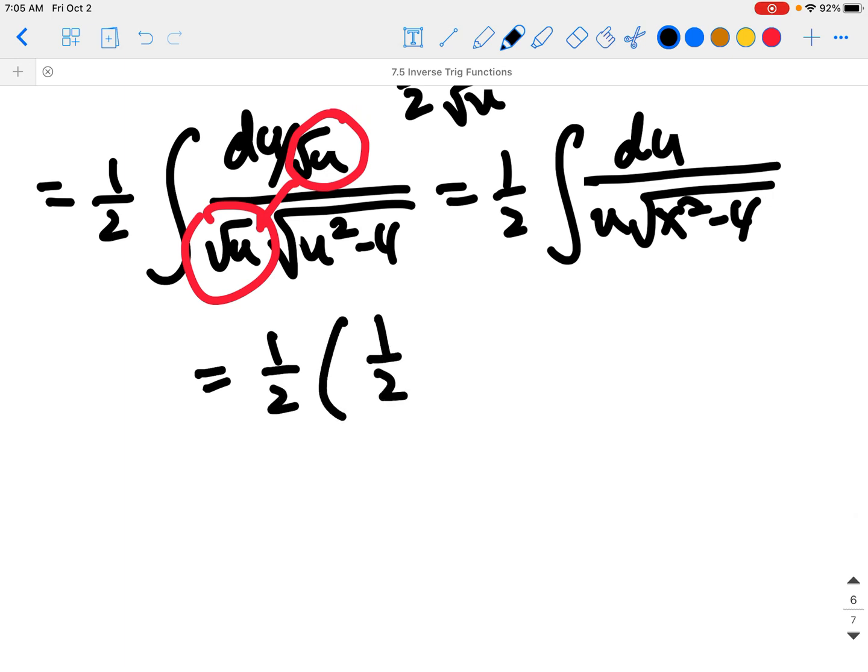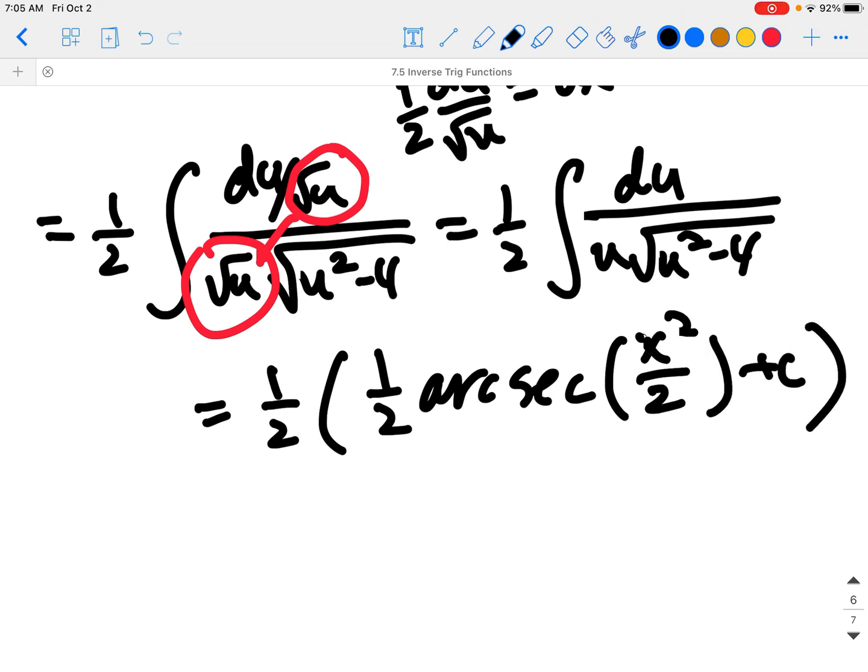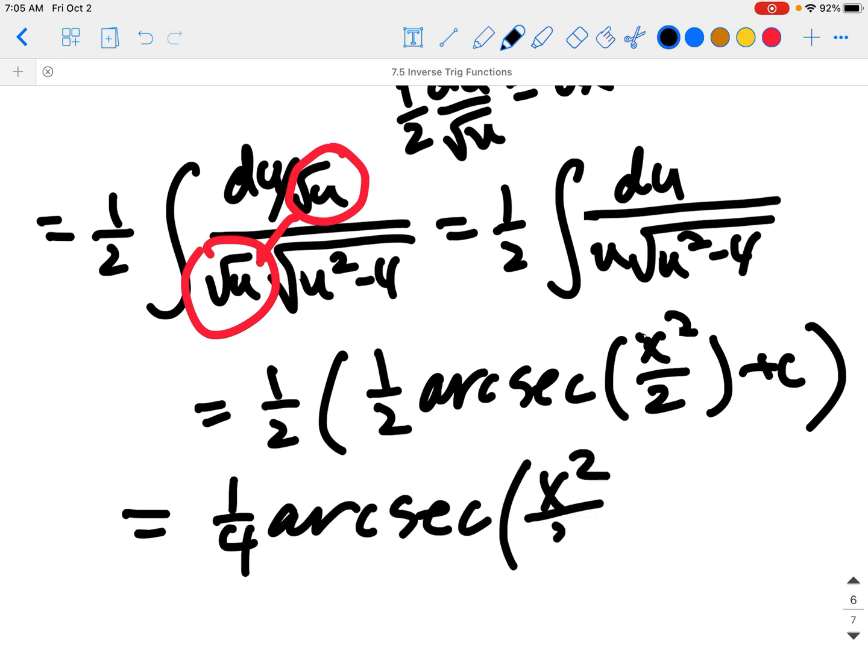So we get 1/2 times 1/2 arcsecant of, might help if I kept my u correctly there. So u squared, so x squared was u? Yes. So it's going to be x squared over 2 plus c, so then we just get 1/4 arcsecant x squared over 2 plus c.